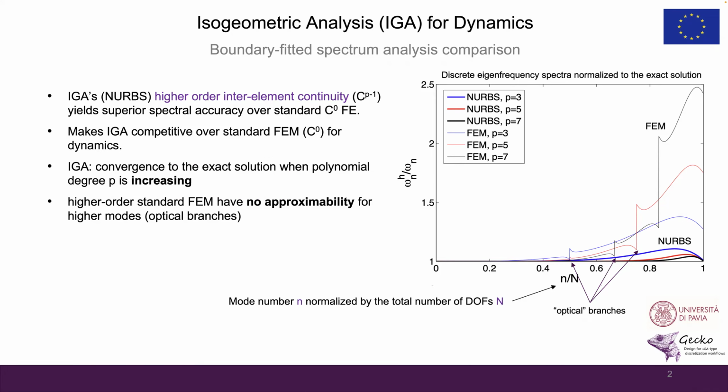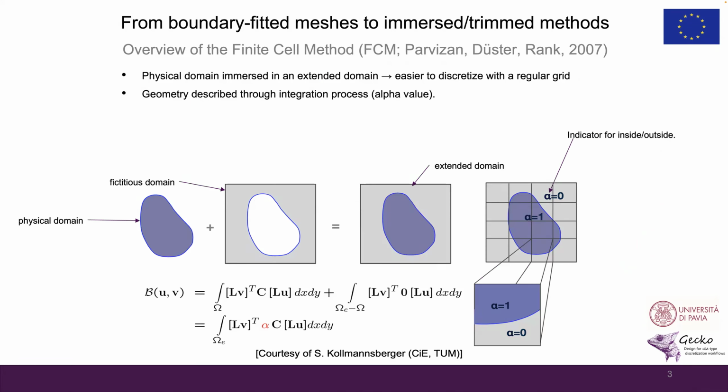In addition, increasing the polynomial degree P helps IGA converge to the exact solution, while standard finite elements fail to approximate the higher modes. To introduce the immersed or trimmed approach, we present a brief overview of the finite cell method. But in general, the main idea is similar for all methods employing immersion or trimming.